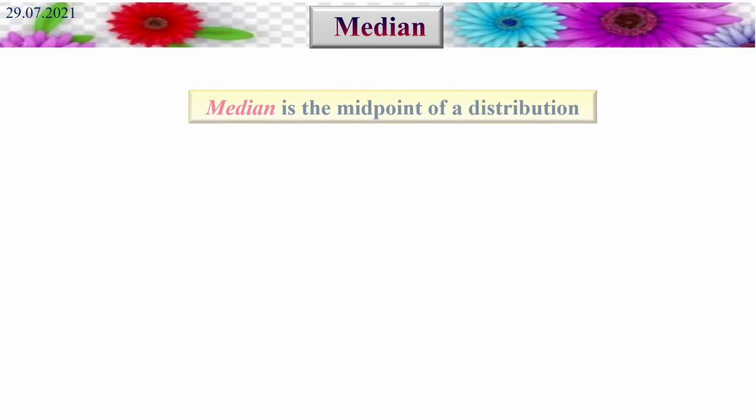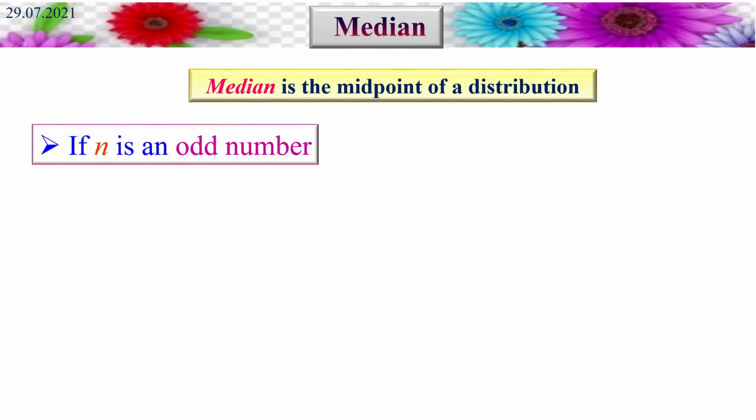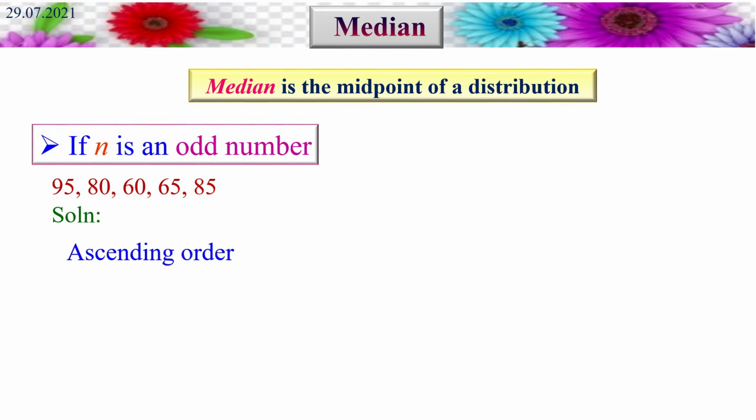Median. Median is the midpoint of a distribution. If n is an odd number, what is n here? Number of data. Here data are 95, 80, 60, 65, 85. Here number of data is equal to 5. Therefore n is odd. First we have to arrange the data in ascending order to find median. Arranged in ascending order: 60, 65, 80, 85, 95.